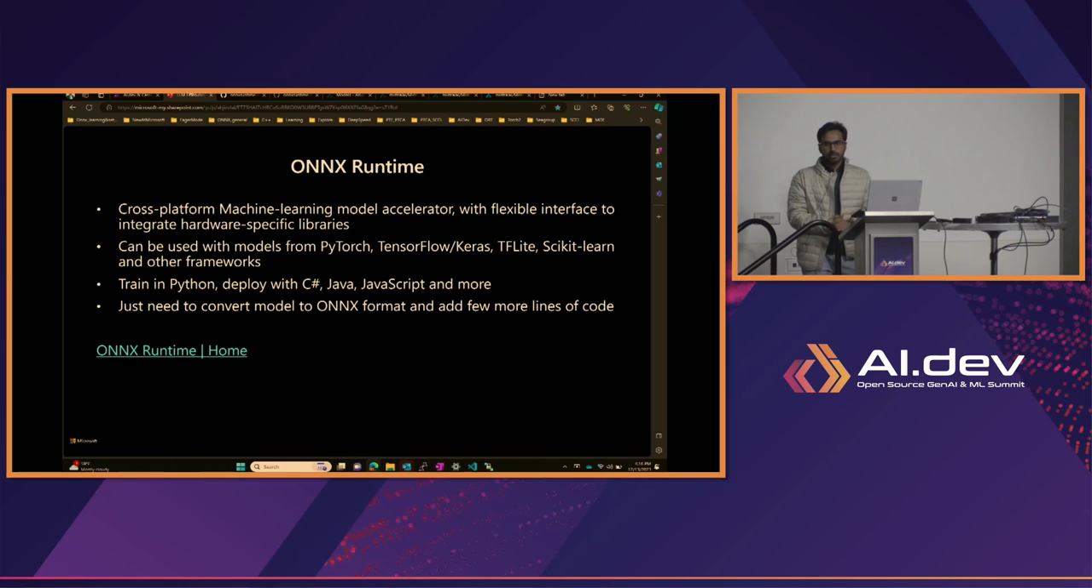You can train your model in Python and deploy it with whatever languages you are using for your use case, for example, C#, Java, JavaScript, and many more. To use ONNX Runtime, you just need to convert your model to ONNX format, which only requires a few lines of code. This is the link to the page for ONNX Runtime to get more information.